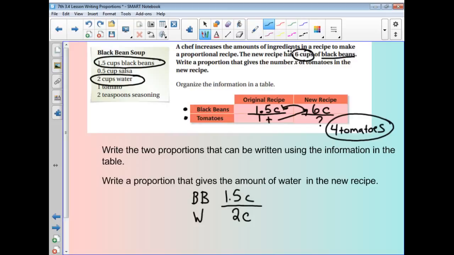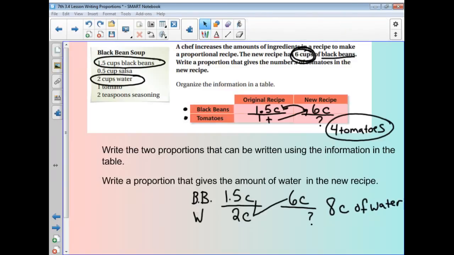In our new recipe, once again, we're going to use 6 cups of black beans. Black beans was on the top, so I'm going to put that on the top. Now I need to solve for this missing part. We cross multiply and divide: 6 times 2 is 12, and 12 divided by 1.5 gives us 8. So I just found out that I need 8 cups of water. Okay, so that's using ratios and proportions in a real world scenario.